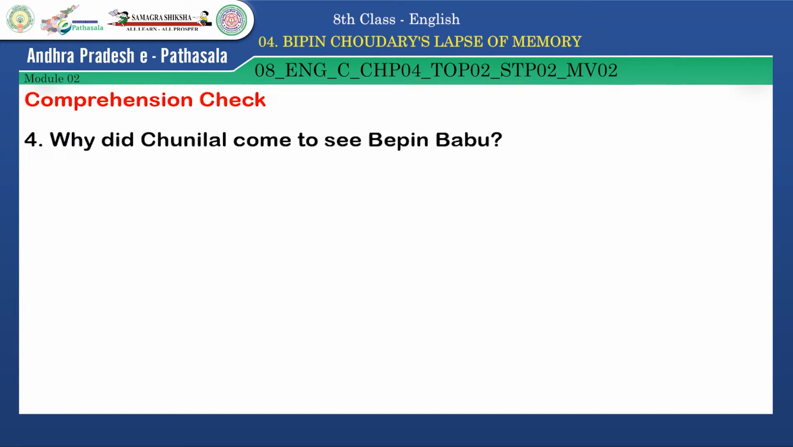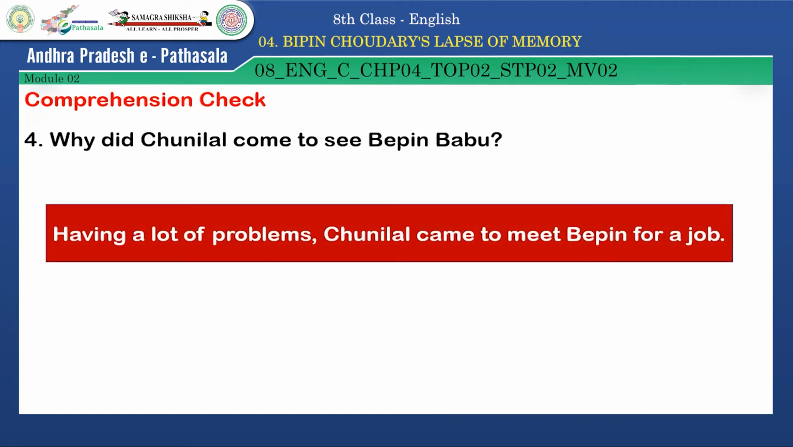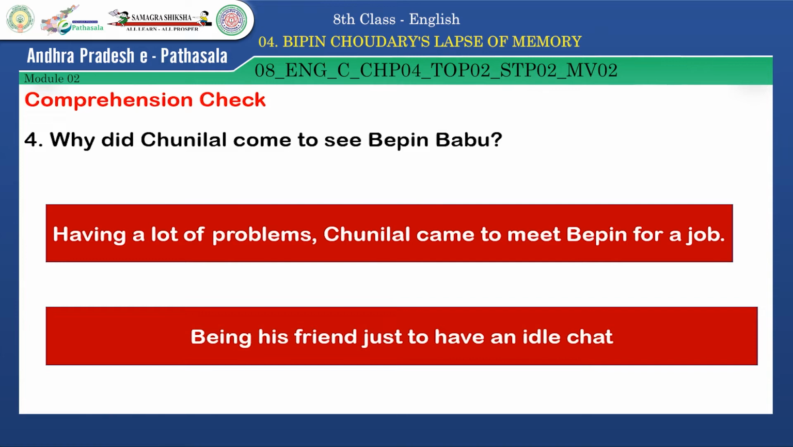One more comprehension check question. Why did Chunilal come to see Bipin Babu? Having a lot of problems, Chunilal came to meet Bipin for a job. Or, being his friend, just to have an idle chat. What is the right option? Yes, you are right. Having a lot of problems, Chunilal came to meet Bipin for a job. Very good.